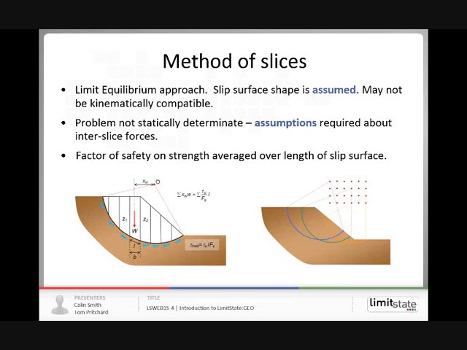Generally, in the method of slices, the problem is not statically determinate, therefore we have to make assumptions about interslice forces, etc. But the result that we get out is generally expressed, or can be interpreted, as a factor of safety on strength averaged over the length of the slip surface. So in all three cases, we're talking about a factor on soil strength. And this, as I've said, is probably the most popular method of general purpose slope stability analysis, originally developed for hand calculations and now automated in a number of software packages.